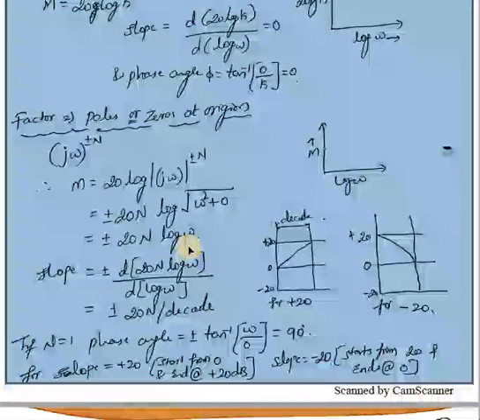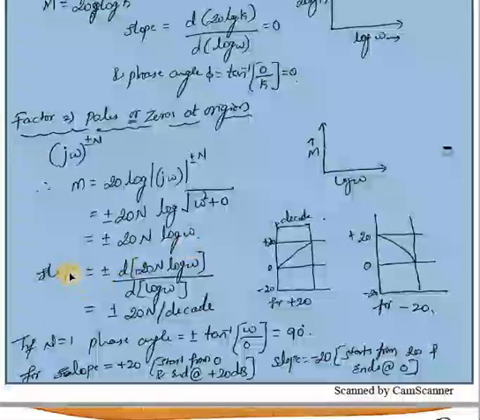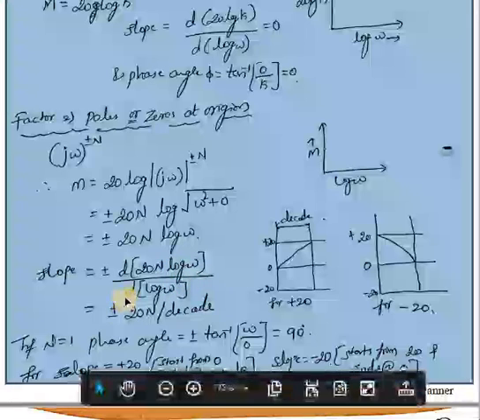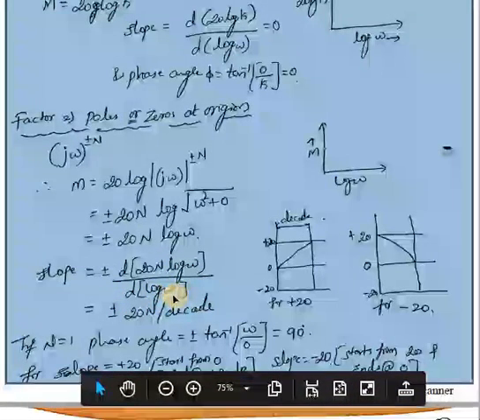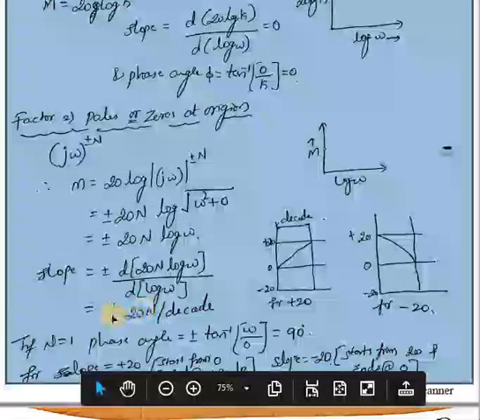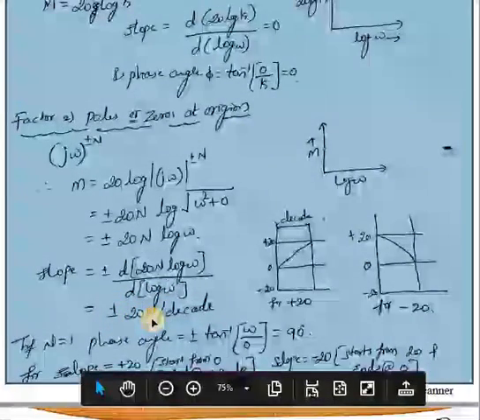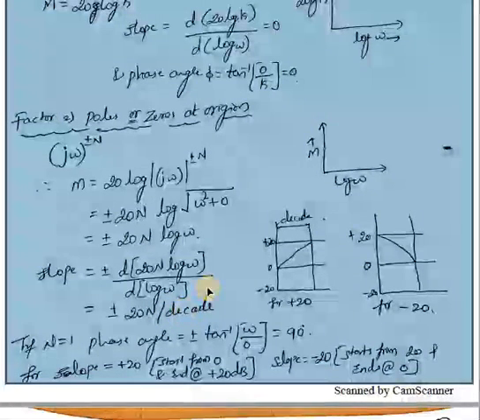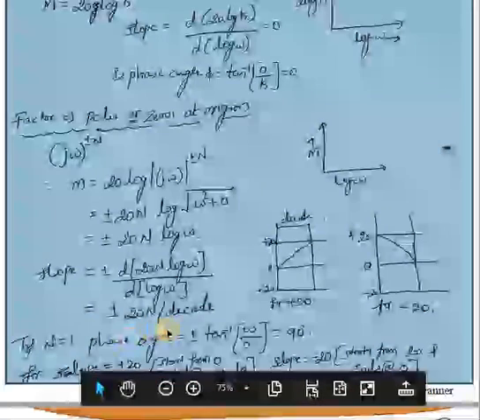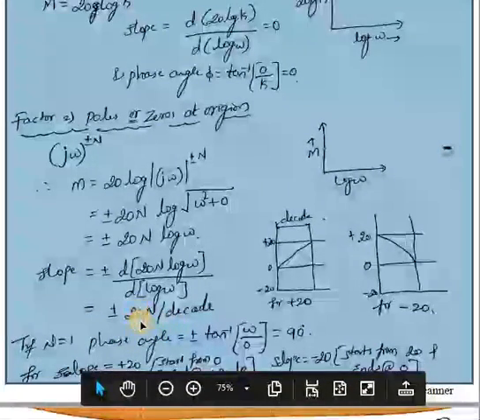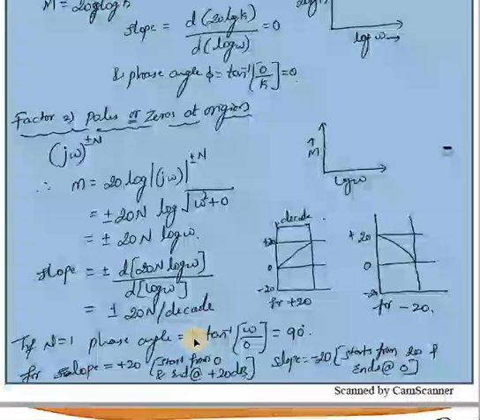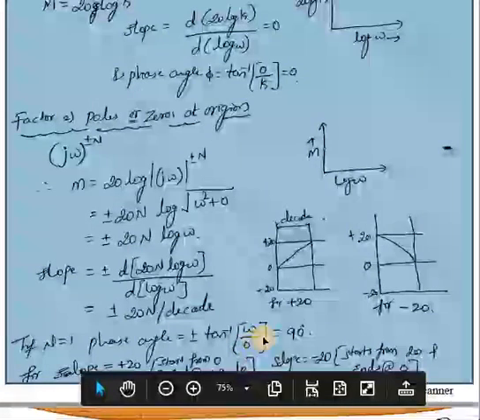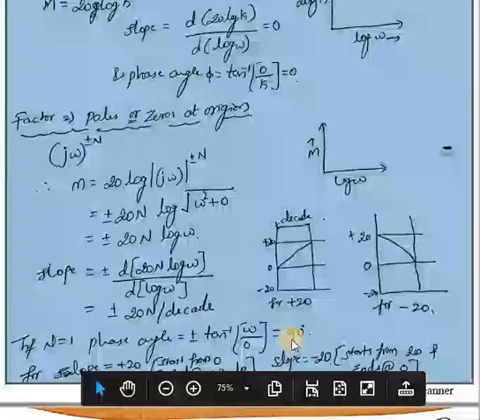Okay, so from this you need to identify the slope. The slope will be plus or minus the derivative of 20n log omega divided by the derivative of 20 log omega. So from this we can say that the slope will be plus or minus 20n per decade. If n equals 1, the slope will be plus or minus 20, and the phase angle is given by plus or minus tan inverse of omega by 0. Omega by 0 means it is infinity, so the angle is 90 degrees here.